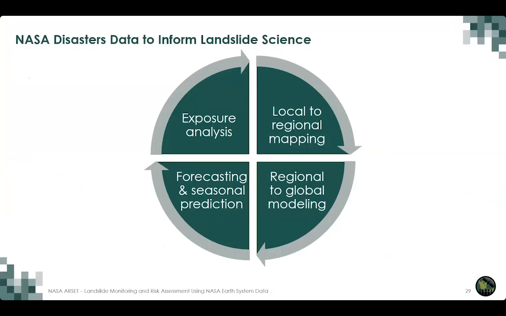So the Disasters Program and NASA more generally has spent many years supporting science to understand how landslides can occur, what leads to those failures, and what it means for communities. And so we think about these elements across the entire disaster cycle. We think on a local to regional scale, understanding what has happened. We think about modeling of landslides to understand what could happen. Then we move to forecasting and predicting landslides to understand what is likely to happen. And then finally, we're thinking about exposure analysis and trying to translate this into who might be impacted in potential landslide occurrences.